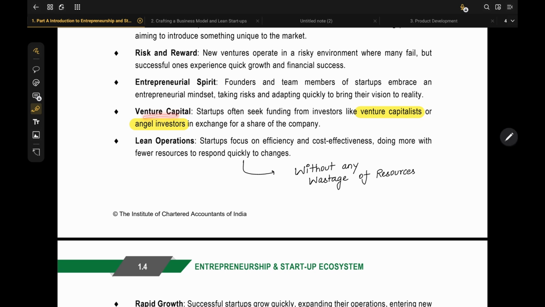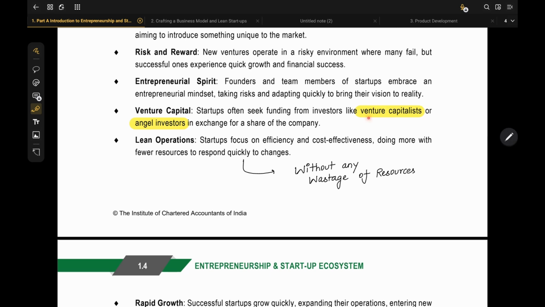And then venture capital. For startups, where will they get the funding? How they will manage the resources, how they will finance the company. For that, they will go to a venture capitalist or angel investor. The detailed meaning of these terms we will be seeing later in the chapter. But for venture capitalist, I am telling the meaning here.